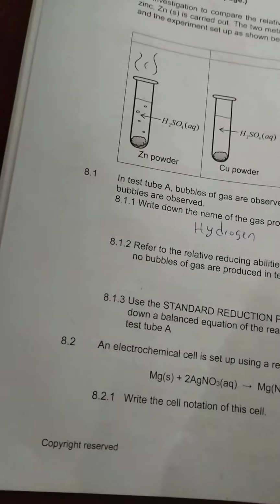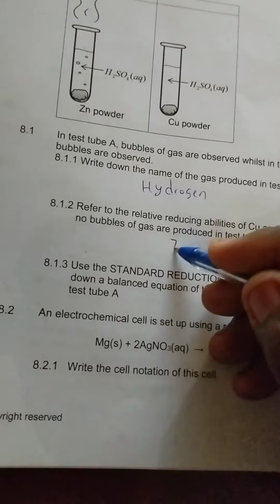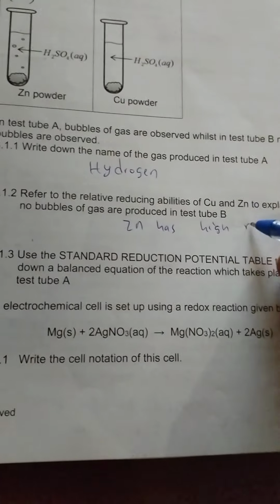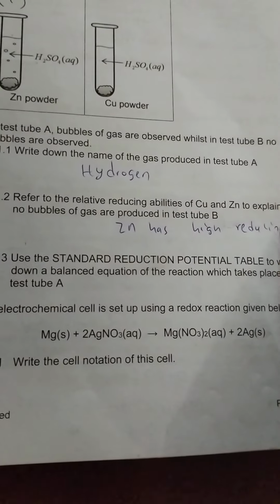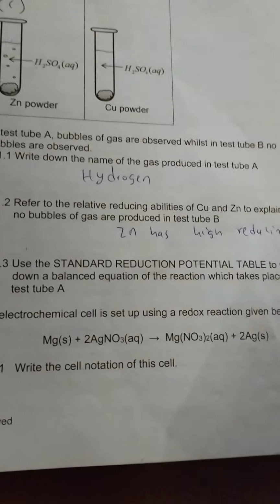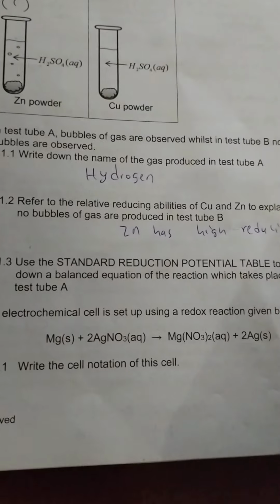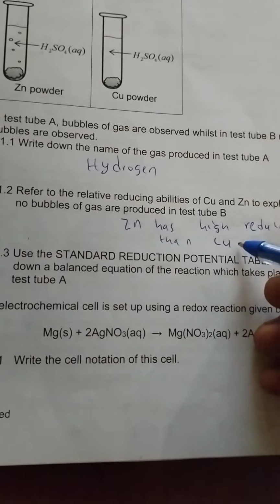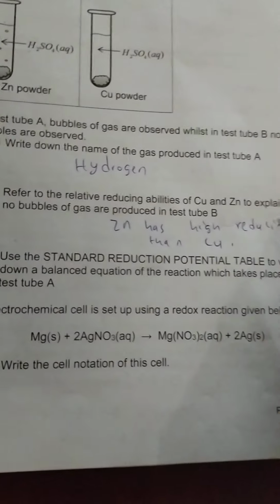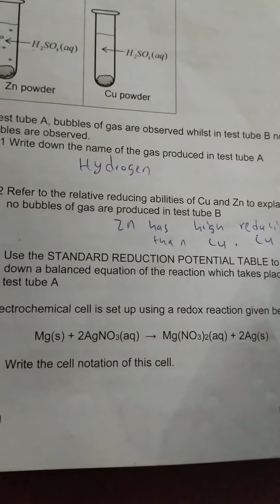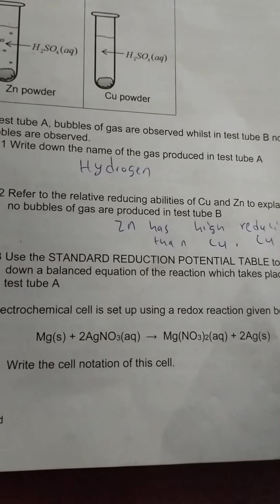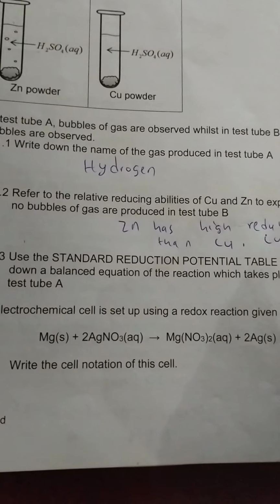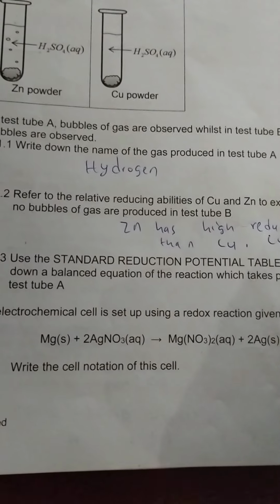So they're asking us to compare that. Therefore, you know that Zn has a higher reducing ability than Cu, meaning Cu won't be able to reduce Zn.